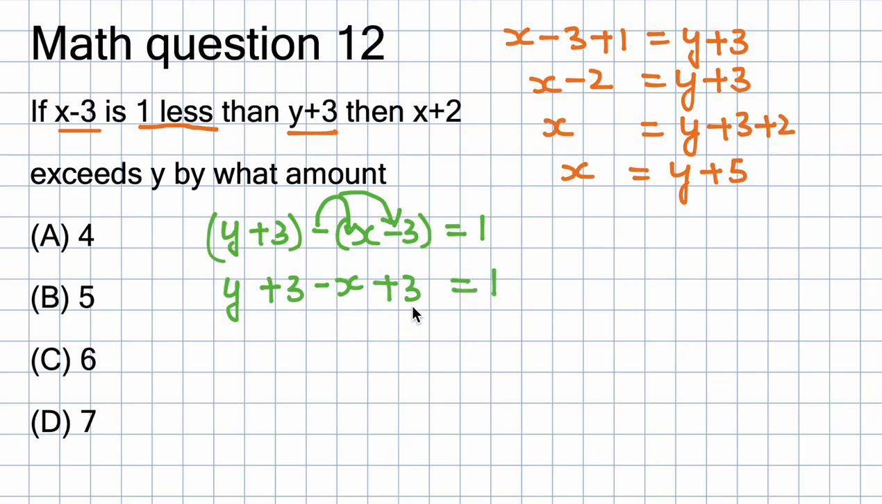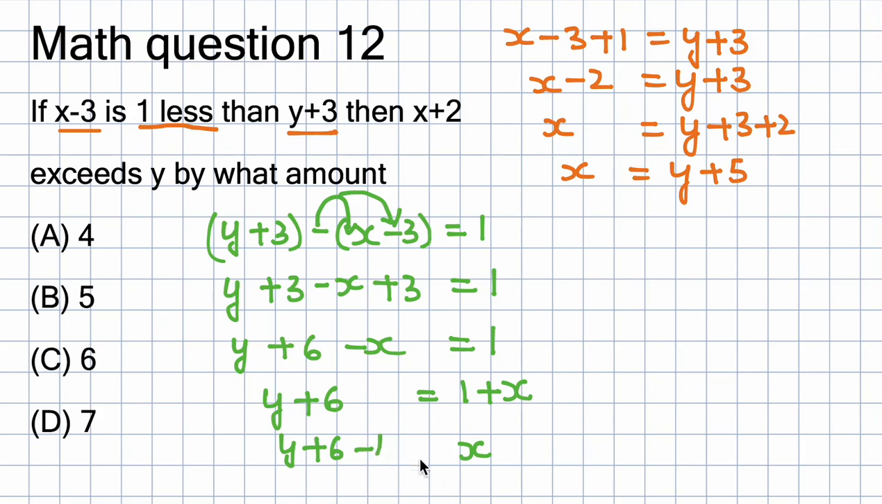Now let's solve the like terms. 3 plus 3 is 6. y plus 6 minus x is equal to 1. Adding x on both sides, so that will be 1 plus x. Now subtracting 1 on both sides, y plus 6 minus 1. So x is equal to y plus 5.